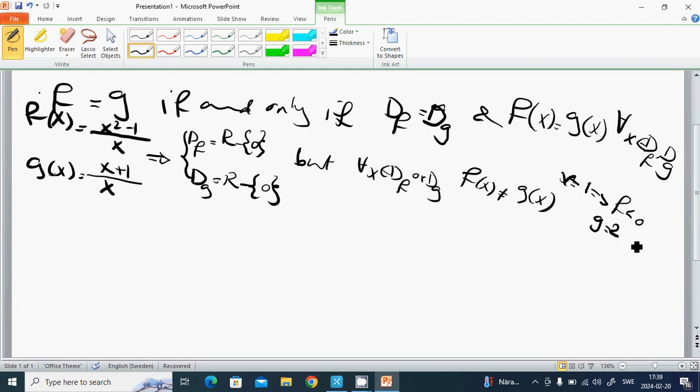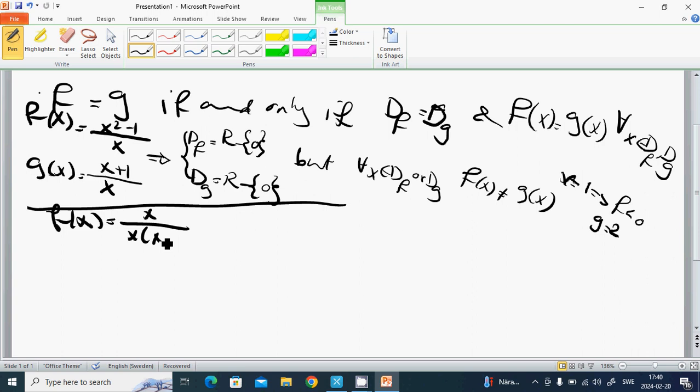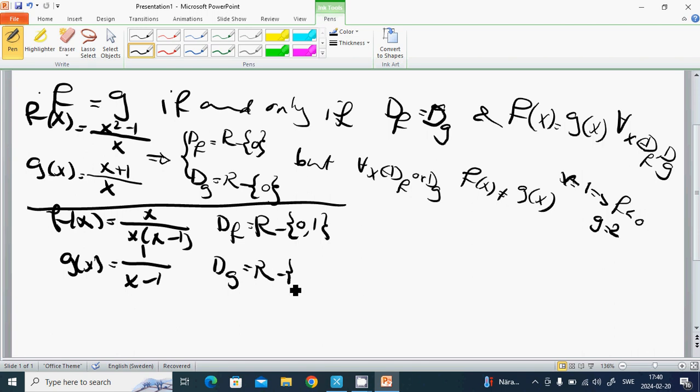Another example is f of x equals x divided by x minus 1 and g of x equals 1 divided by x minus 1, and Df is R minus 0 and 1 and Dg is R minus 1. Then f is not equal to g.